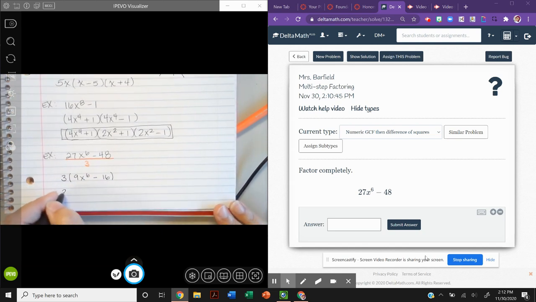All right, so that means I'm going to have 3 parentheses. Well, the square root of 9 is 3x to the third. 6 divided by 2 is 3, minus 4. And then I need the same thing, but with a plus.